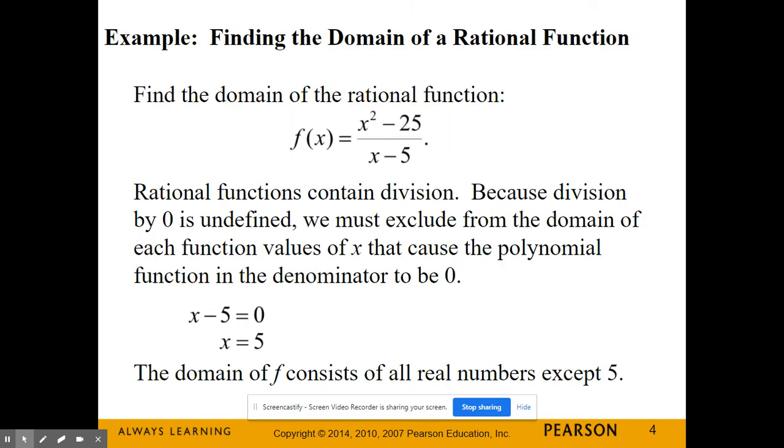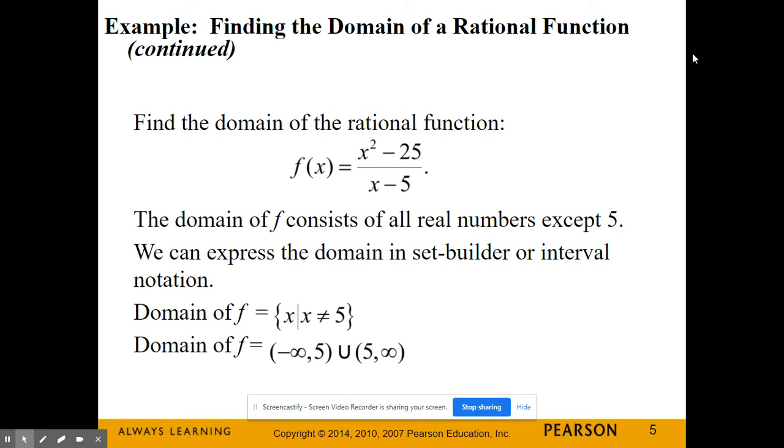So here's an example. f of x is equal to x squared minus 25 over x minus 5. If we're only being tasked to find the domain, I'm only focusing on the denominator. The denominator can't equal 0, so I'm going to set x minus 5 equal to 0, and I get x equals 5. So that means the domain is everything but 5.